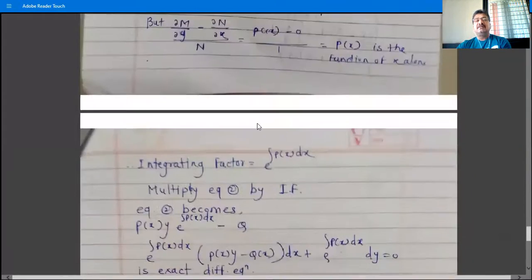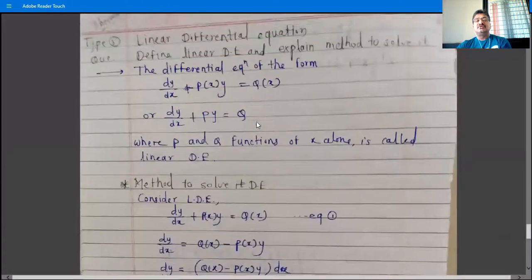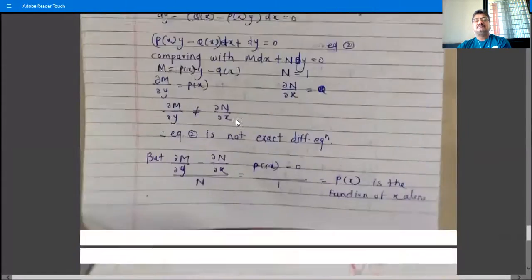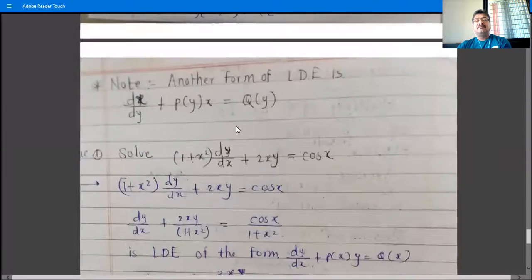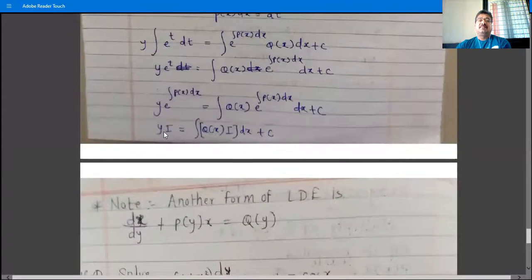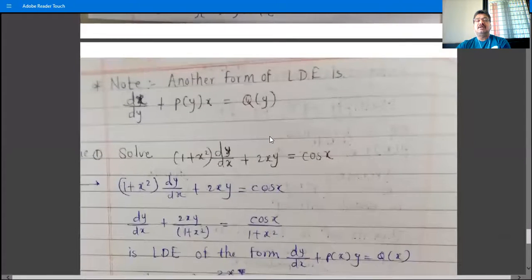So this is the formula, and this is the method to obtain the general solution of the given linear differential equation. So this is the formula to obtain the general solution of the linear differential equation.